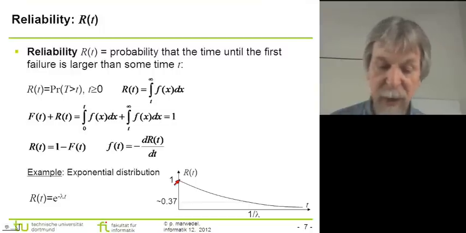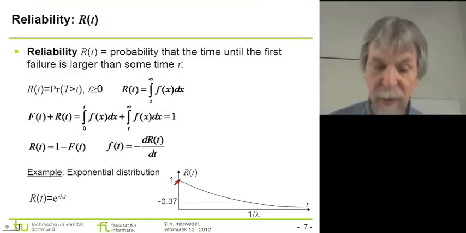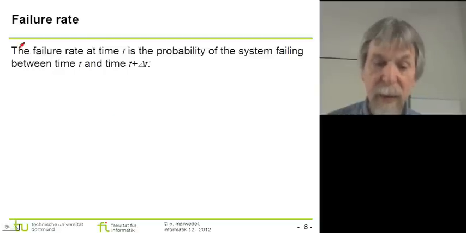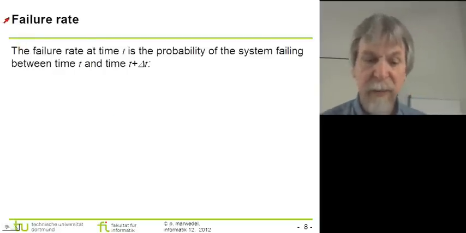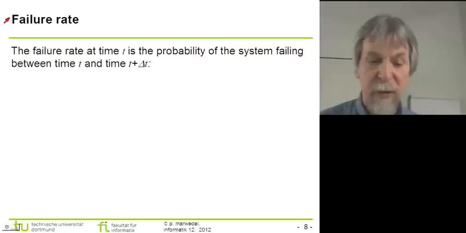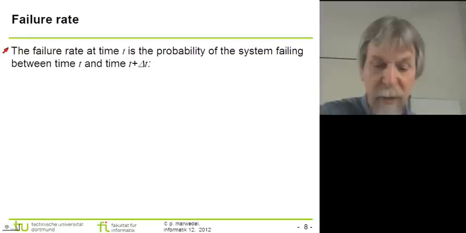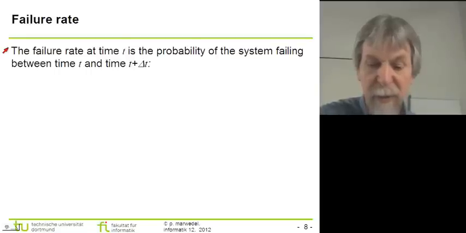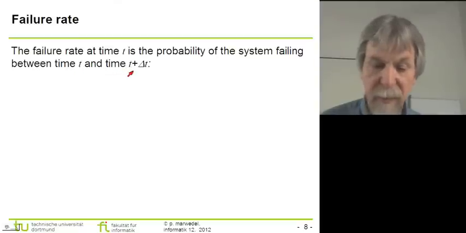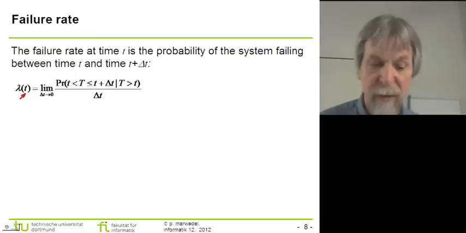So in this way, we can demonstrate what it means to compute the reliability for one particular example. Now, in many contexts, it's very important to compute the so-called failure rate, where the failure rate at a particular time is defined as the probability of a system failing between time t and time t plus delta t.